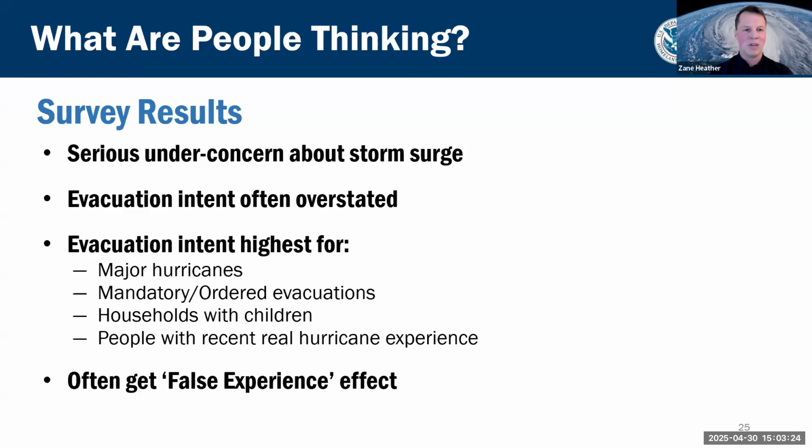And then we find that evacuation intent is highest for major hurricanes, category 3 and above, mandatory or ordered evacuations, households with children, and then people with recent real hurricane experience. And I would like to put emphasis on the real side. And so this means that they've lived through a hurricane landfall or seen the impacts and effects of a hurricane firsthand.